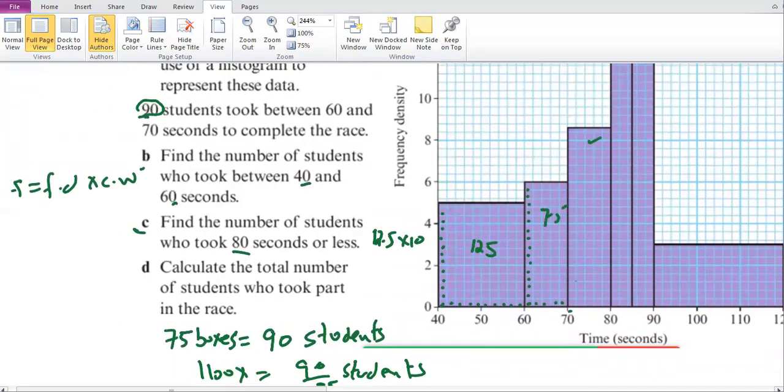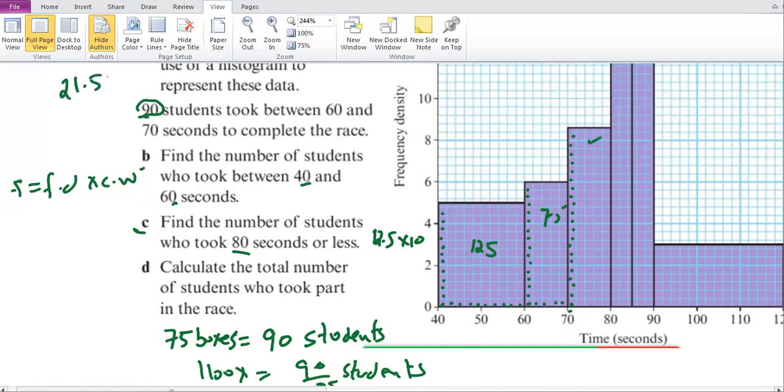Now count the number of boxes here also, because the question is saying find the number of students who took 80 seconds or less. So we know the number of boxes here and here. Calculate the number of boxes here as well. So how many are here? 1, 2, 3, 4, 5, 6, 7, 8, 9, 10, 11, 12, 13, 14, 15, then 16, 17, 18, 19, 20, 21, and this is half a box, 21.5.